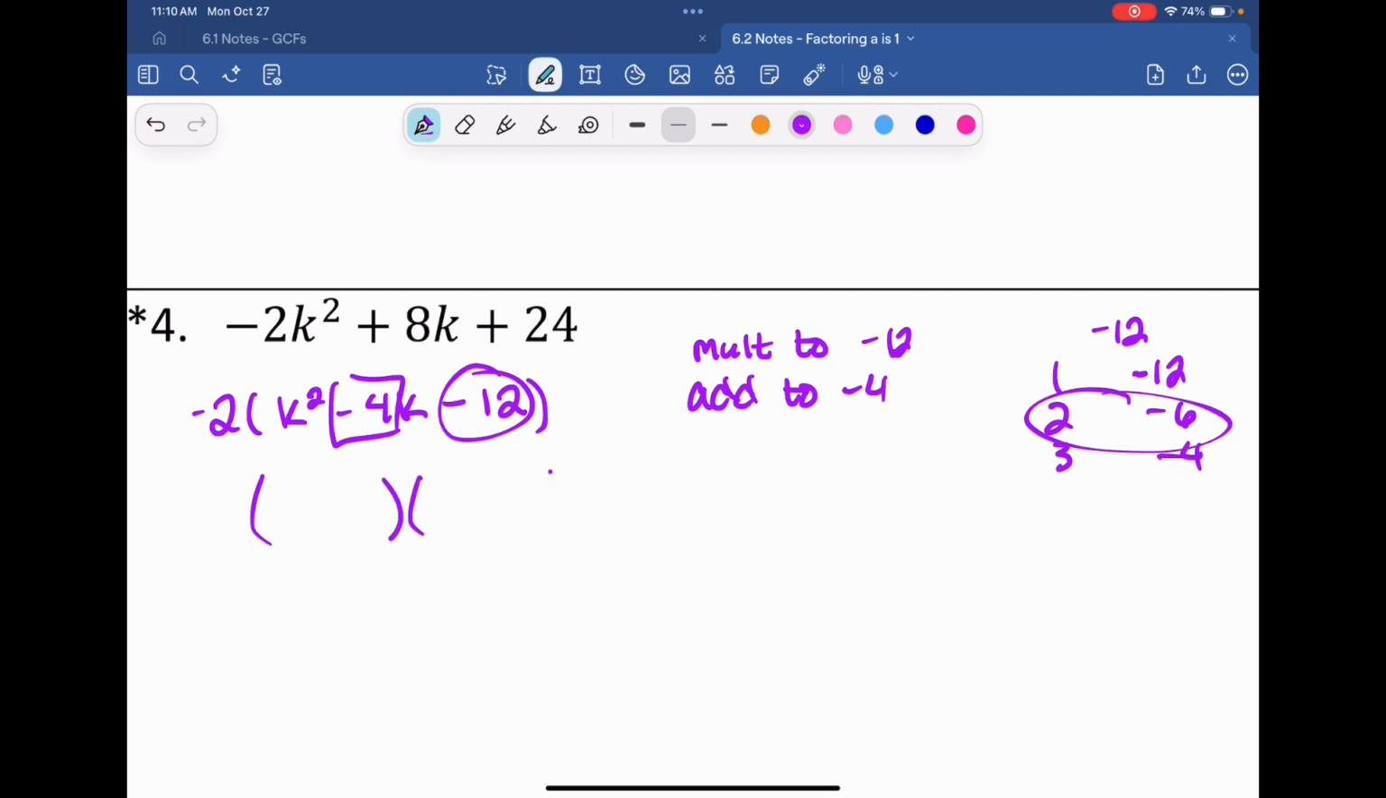So we've got this k squared, so that's k times k. Positive 2, so plus 2. Negative 6. And don't forget your GCF.